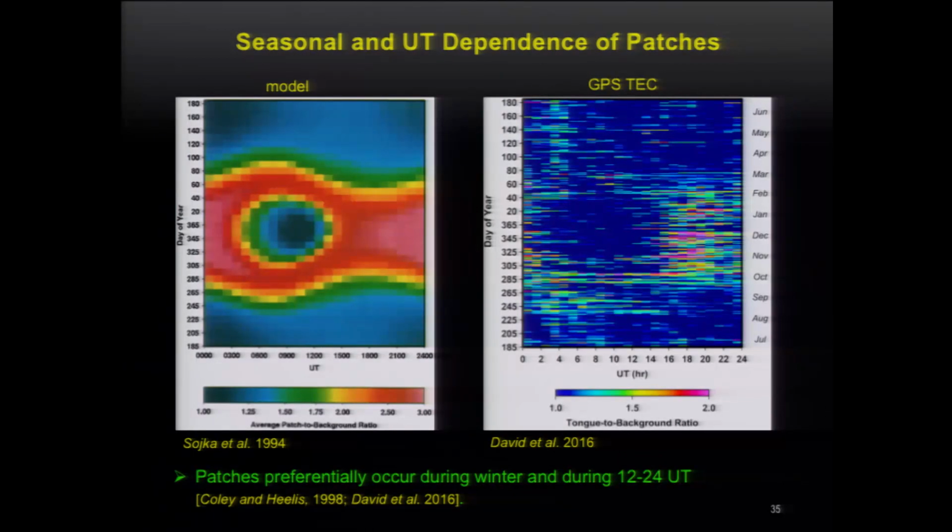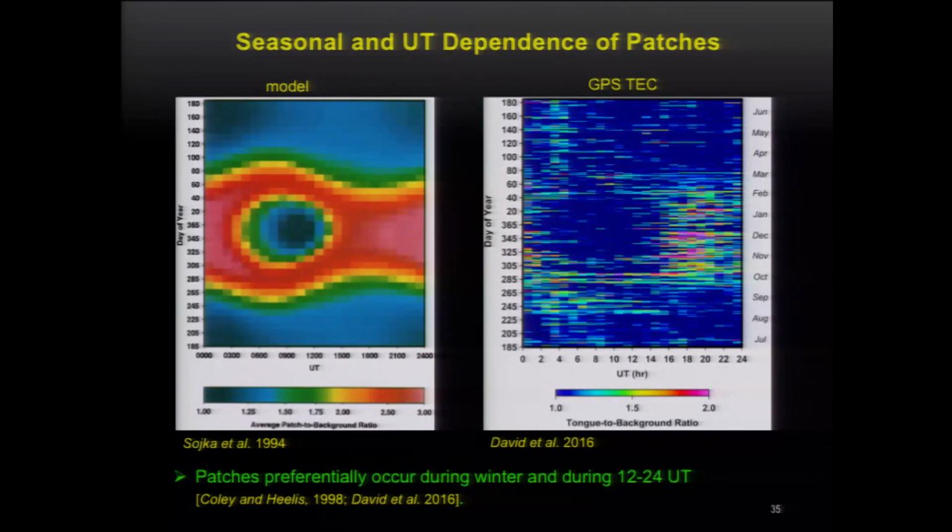Recently, using the GPS TECs, Deng et al. studied the seasonal and the UT dependence of polar cap patches. What you can see here is wintertime. So the patches tend to occur during winter. That's because the background plasma density is low, and it tends to occur between 12 and 24 UT. You can see it here very clearly.